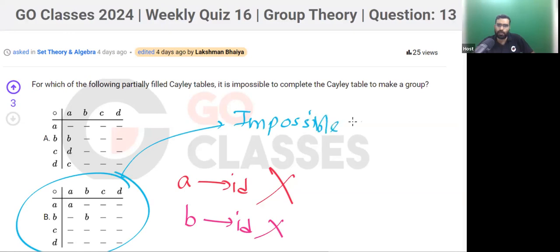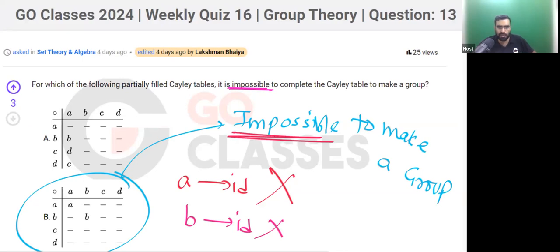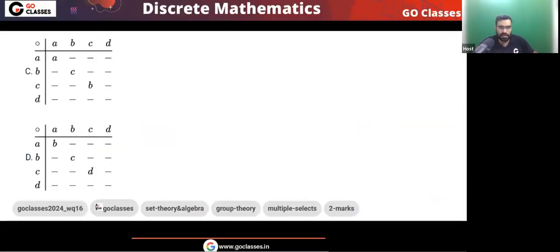Agree? Again, it is impossible to make a group. Very simple. So the question is asking for which it is impossible. So I can say for A it is impossible and for B it is impossible. So for these two it is impossible. Here also impossible.